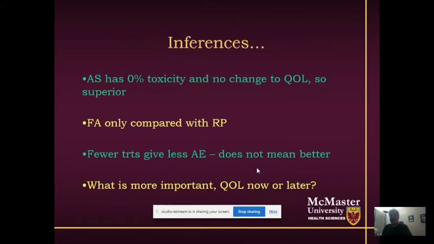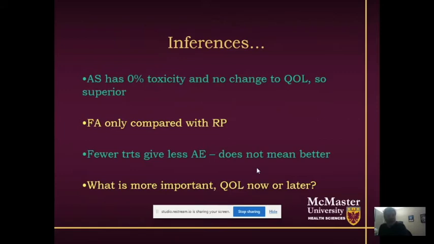So fewer treatments will just give you fewer adverse events. And therefore, it doesn't necessarily mean that it's better. It's giving you a different outcome. And again, as I said, what's really important? Is it the quality of life now, or is it the quality of life 5 years from now or 10 years from now?